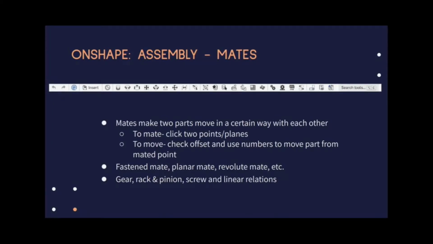Fasten mate is one of the mates, and it is used to stick two parts together. Revolute mate makes the two parts move on the same axis when you move one. Planar mate puts both the parts on the same plane. For more description, you can hover over the icons, and there are plenty more mates besides these three. If the mate is not in the exact place you want it, just click on the offset button while you are still on the mate and move it on the X, Y, and Z axes.